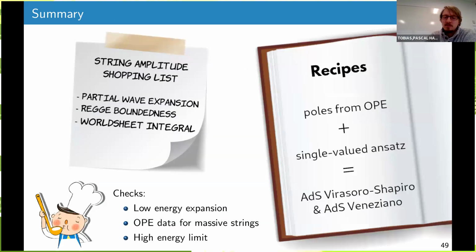Okay, so I think I've reached almost the end. So let me sum up what we did. We managed to fix the AdS Virasoro-Shapiro and AdS Veneziano amplitude in a small curvature expansion by matching the pole structure that is dictated by the operator product expansion with a single-valued ansatz for the worldsheet integral. And we could compare the low-energy expansion to results from supersymmetric localization, the OPE data for massive strings to integrability, and a little bit also to numerical conformal bootstrap. And the high-energy limit matches a classical scattering computation in AdS.